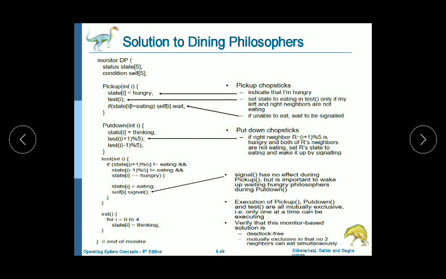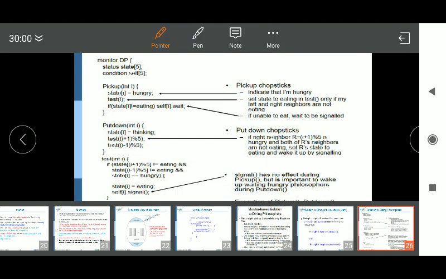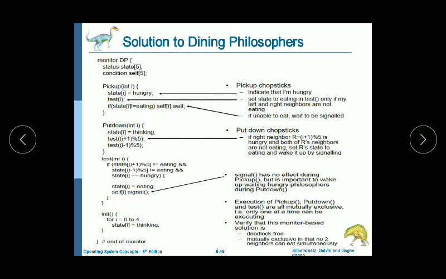Then he has to test whether the chopsticks are available or not. Set state to eating in test only if my left and right philosophers are not eating. First make sure that my left and right philosophers are not eating. Then if state[i] is not equal to eating, then self[i].wait. If I am unable to eat, wait to be signaled. If I am not able to get the chopsticks, I am in the waiting state. So this is about pickup. Pickup means try to pick up the chopsticks. If possible, pick up; if not, just sit in the waiting state.